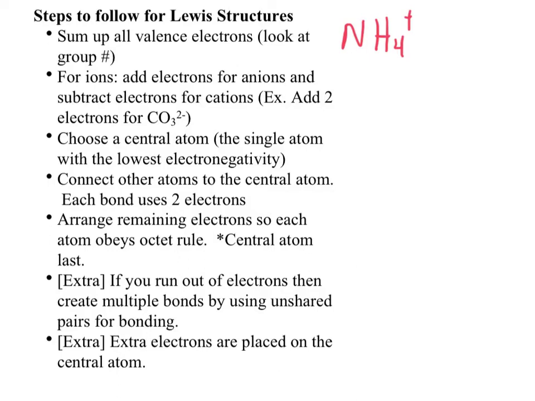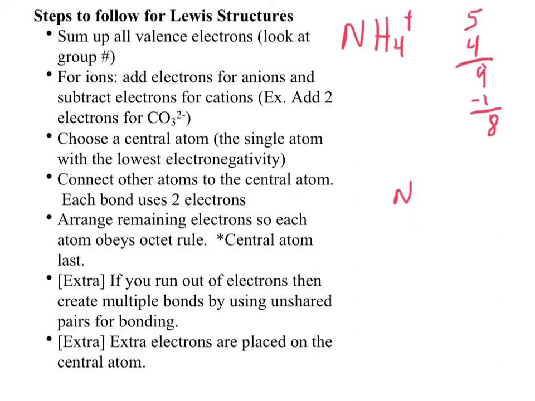So if we're counting up the valence electrons, nitrogen is in group 5, hydrogen's in group 1, but there are 4 of those, and then we'll have to account for the charge of +1. Not accounting for the charge, we have 9 electrons. Now the +1 means that an electron has been lost, so I'll subtract 1 for that, and that gives us 8 total valence electrons.